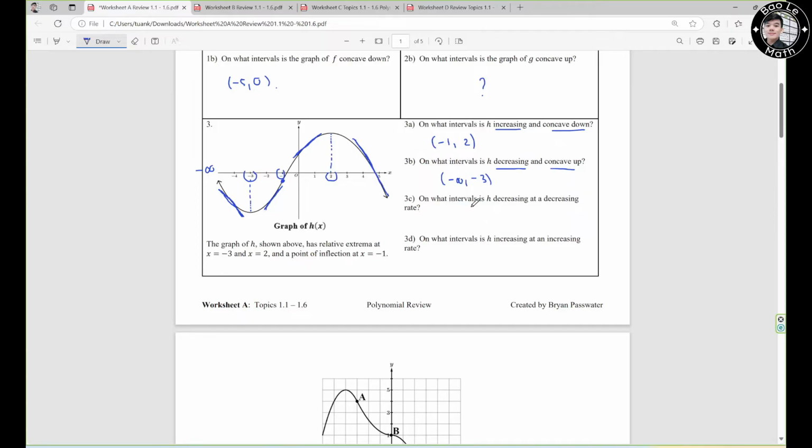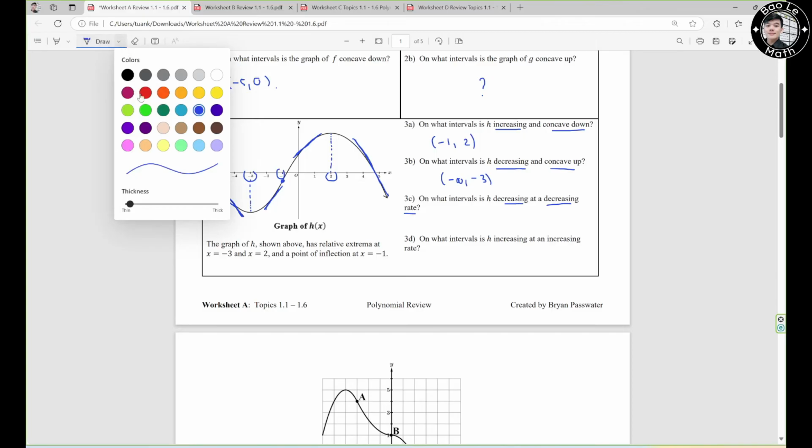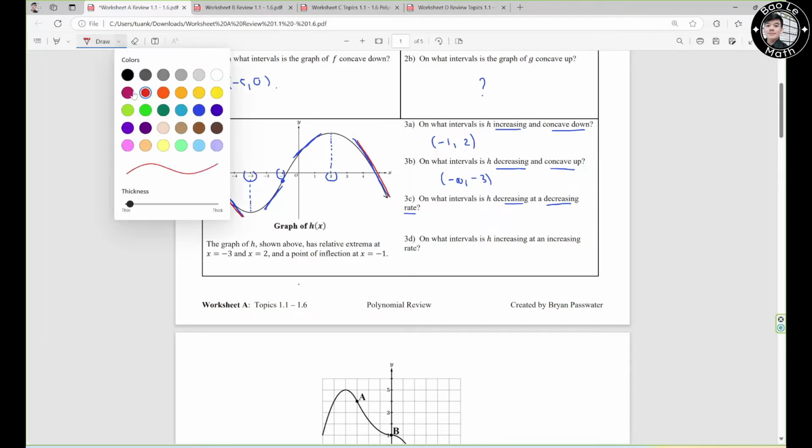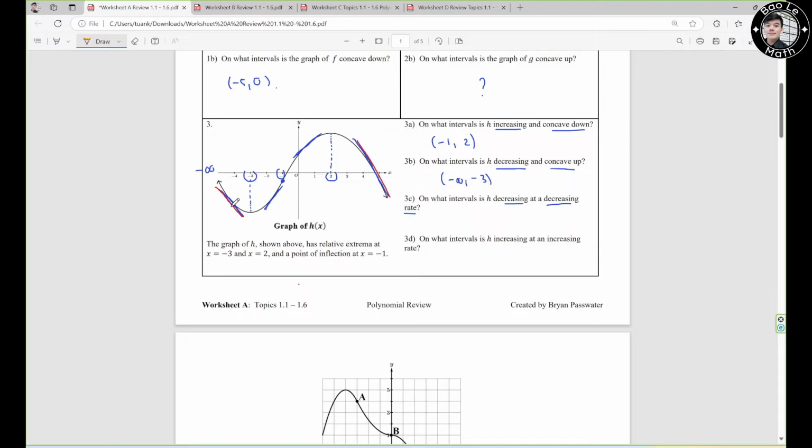Now, on what intervals is h decreasing at a decreasing rate? Alright, the function is decreasing, so we look at this guy right here, either this guy or this guy. Now, at a decreasing rate, so you're going to draw two tangent lines and you compare, right? So right here I have the first tangent line. Now I have the second tangent line, it's going to be right here.